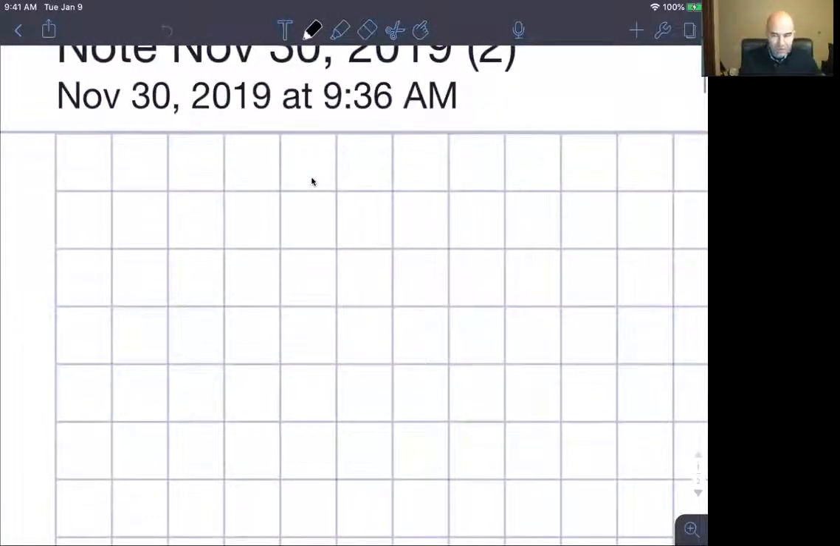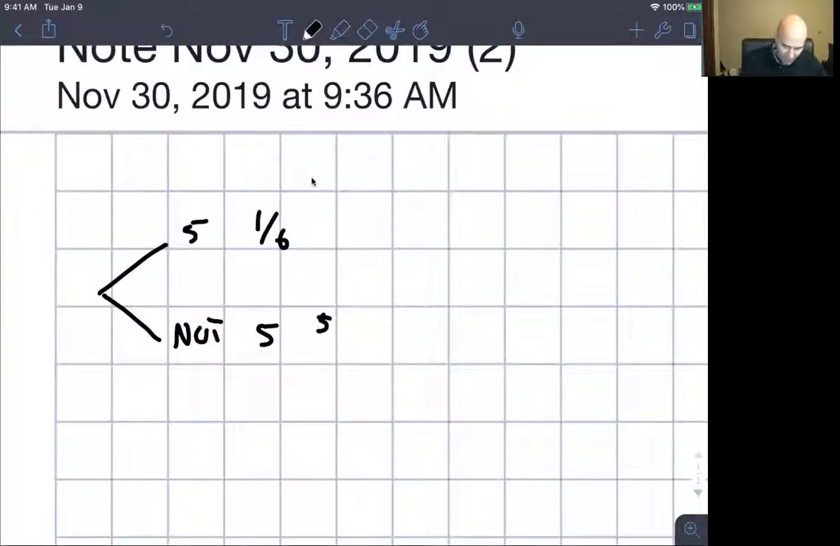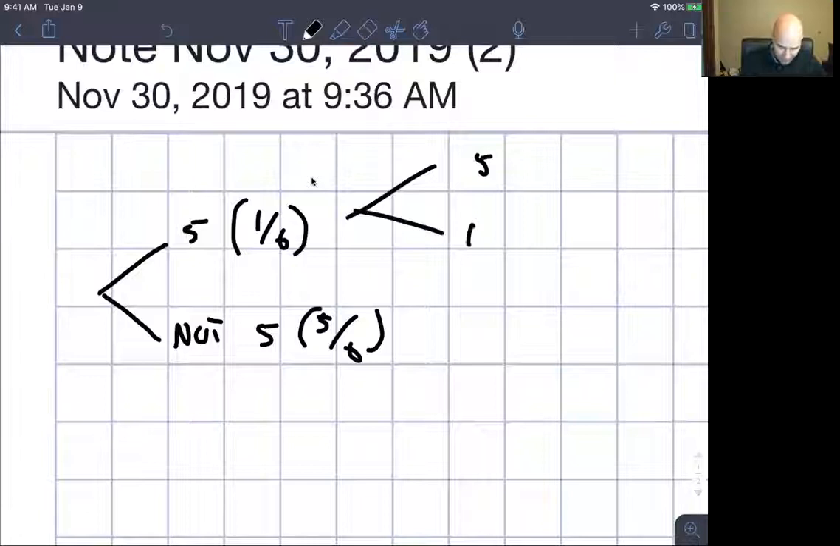Now, what this means is, let's say we roll a die, and you can get a 5, or you don't get a 5. The probability of getting a 5 is 1 out of 6. The probability of not getting a 5 is 5 out of 6. Now, if I roll a die again, I could get a 5 or not. If I roll again, I could get a 5 or not. And again, and again, and again, and again.